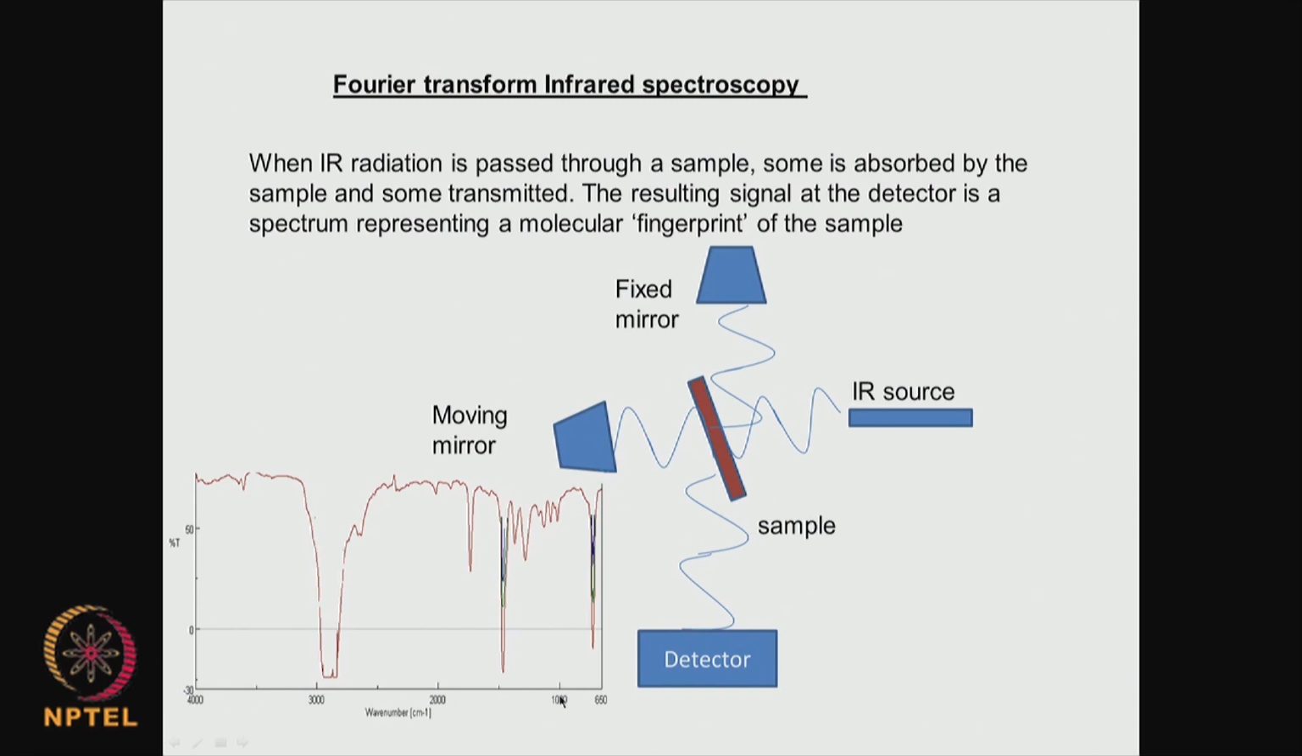We have the wave number, that is centimeter inverse, on the x axis, and this is called the percentage transmission. As you can see, we have some bands around 2900, some bands at 1400, some bands at 1700, and some bands at 700 centimeter inverse. All these bands are characteristic of functional groups. I can look at the literature and say what type of functional groups are present.